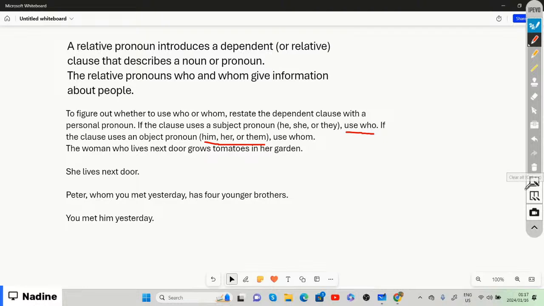So even it says the woman who lives next door grows tomatoes in her garden. So basically, the woman who lives next door grows tomatoes in her garden. And there we even have the word her. So she lives next door, right? And we say the relative pronoun introduces a dependent or relative clause that describes a noun or nouns.